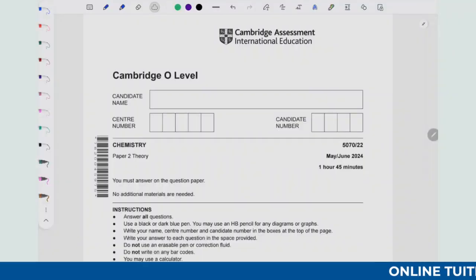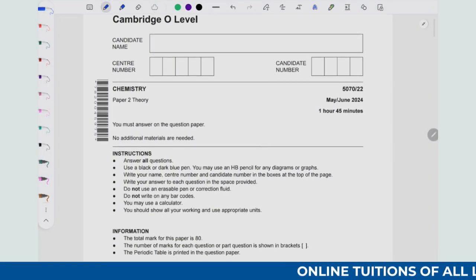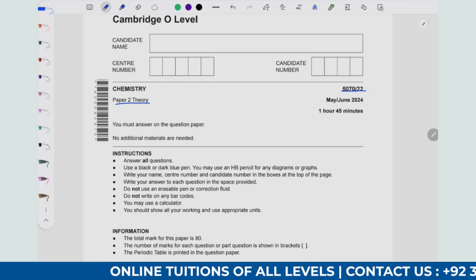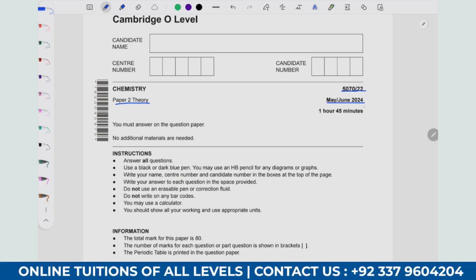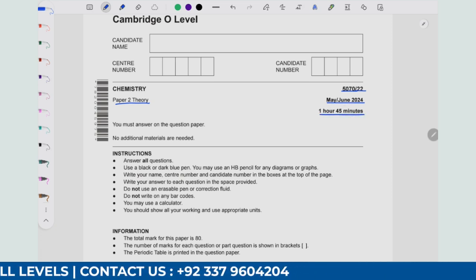Assalamu alaikum. So today we are going to solve Chemistry 5070 paper 2 theory of May-June 2024. This paper is of 1 hour and 45 minutes.